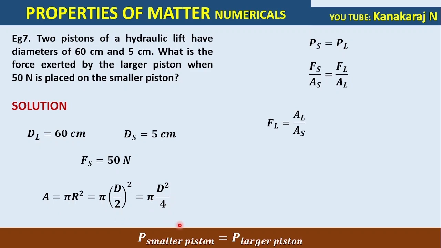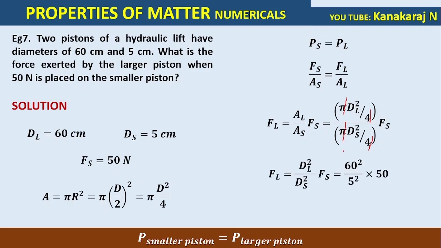So force on the larger piston equals area of the larger piston divided by area of the smaller piston multiplied by the force on the smaller piston. The area of the larger piston can be written as pi dl square upon 4. The area of the smaller piston can be written as pi ds square upon 4. Here we can cancel a few terms. The 4 can be cancelled and the pi can be cancelled. Then we are left with FL equals dl square upon ds square multiplied by Fs.